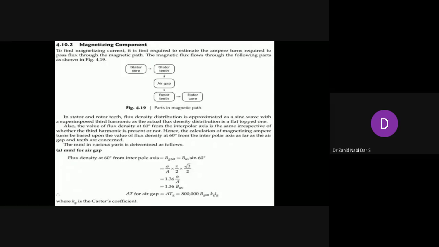Next, we have the MMF for the stator teeth. For parallel sided teeth, the flux density is uniform throughout the height of the teeth, as we know, and for the tapered teeth.